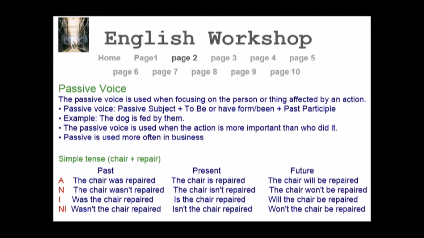Passive voice number 1. The passive voice is used when focusing on the person or thing affected by an action. You can use the passive form if you think that the thing receiving the action is more important or should be emphasized. You can also use the passive form if you do not know who is doing the action or if you do not want to mention who is doing the action.